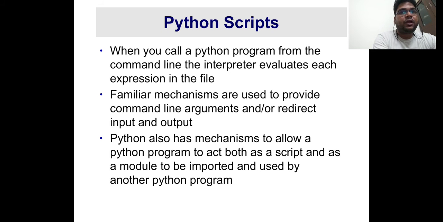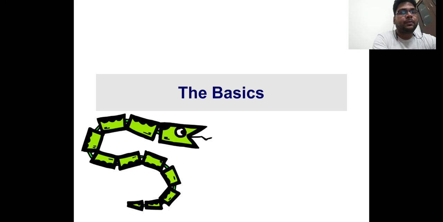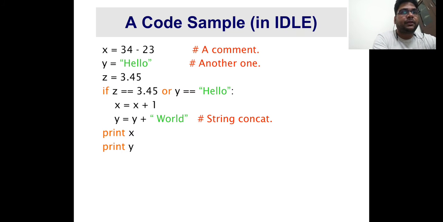Python script: when you call a Python program from a command line, the interpreter evaluates each expression in the file. Familiar mechanisms are used to provide command line arguments and or redirect input and output. Python also has a mechanism to allow a Python program to act both as a script and as a module to be imported and used by another Python program. Now we will cover the basics of Python.